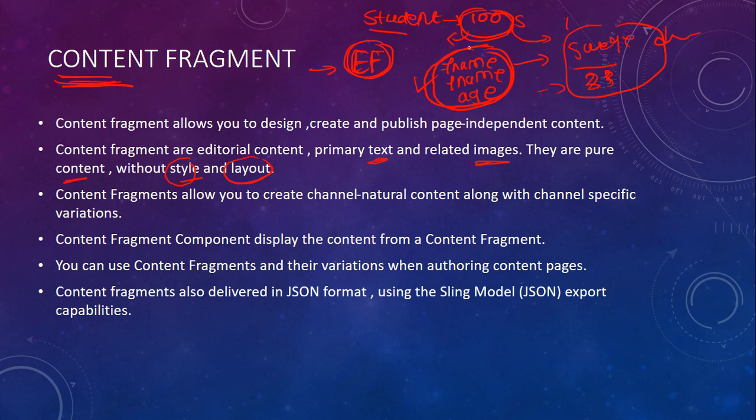So consider we are creating the same data type. After that, based on this content fragment model, we create the content, that means we create the content fragment. Based on this you can create one content, or more than one. These are nothing but the variations. This is variation 1, and this is variation 2. And another thing, the content fragment component displays the content from the content fragment.